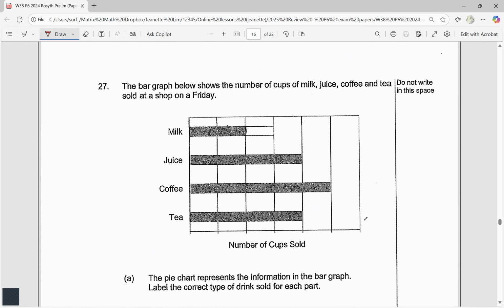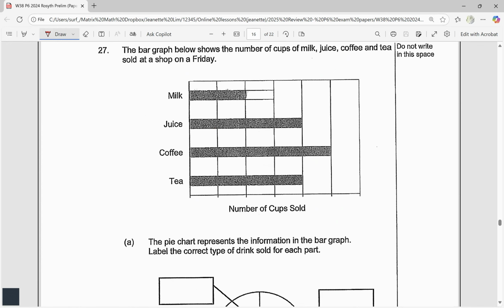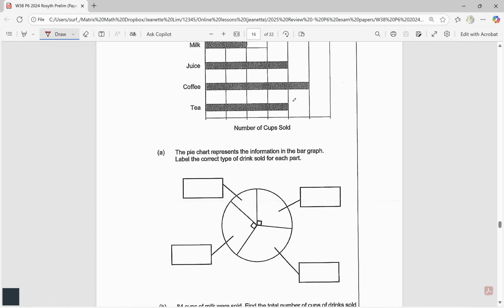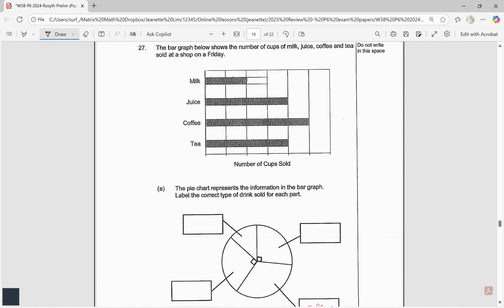Question 27, Barbara shows the number of cups of milk, juice, coffee, and tea sold on Friday. So we have a pie chart that represents the information. You're supposed to label which one represents which one. Okay, start with the easiest would be starting with the most, which is coffee. Coffee, the biggest part in the pie chart would be over here. So this is coffee. And move on to the least. The least is milk. So the smallest part of the pie chart here, so this is milk.